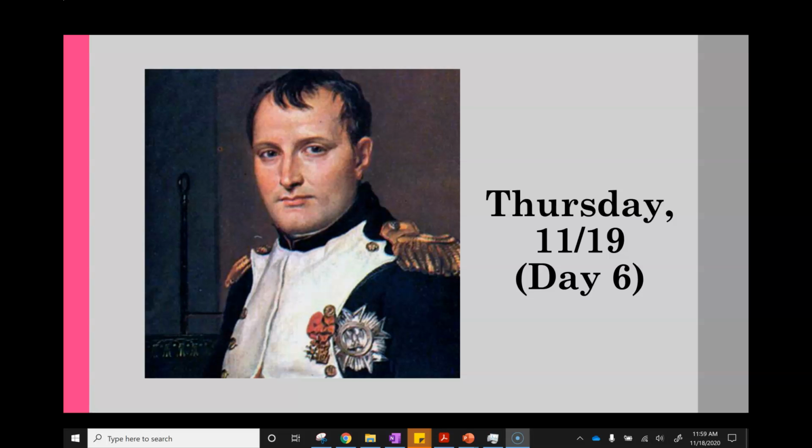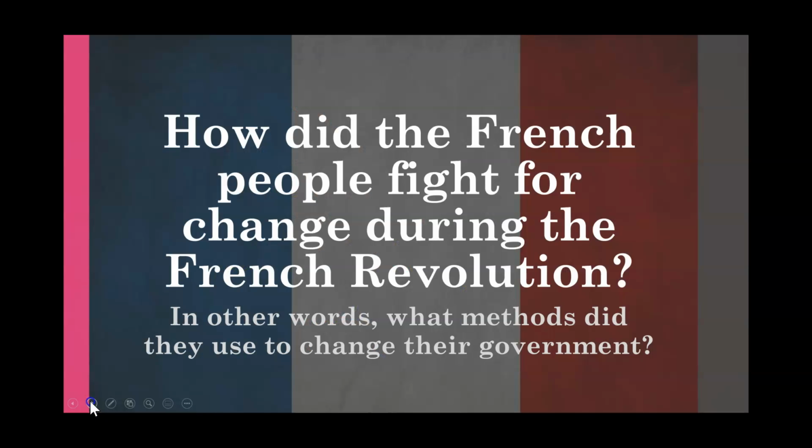I just wanted to give you some directions for your assignment today, Thursday, 11/19. So we've been spending some time in class talking about this question. How did the French people fight for change during the French Revolution? In other words, what methods did they use to try to change their government?